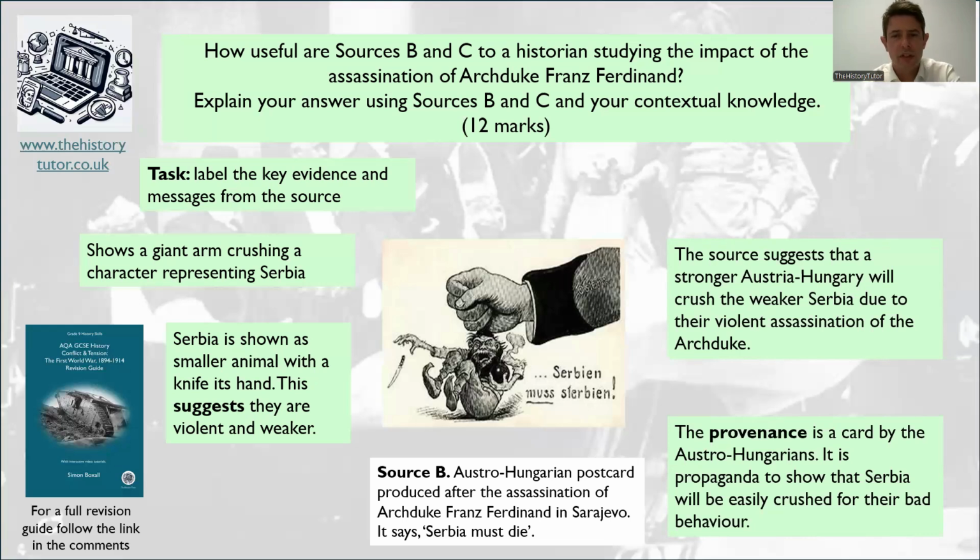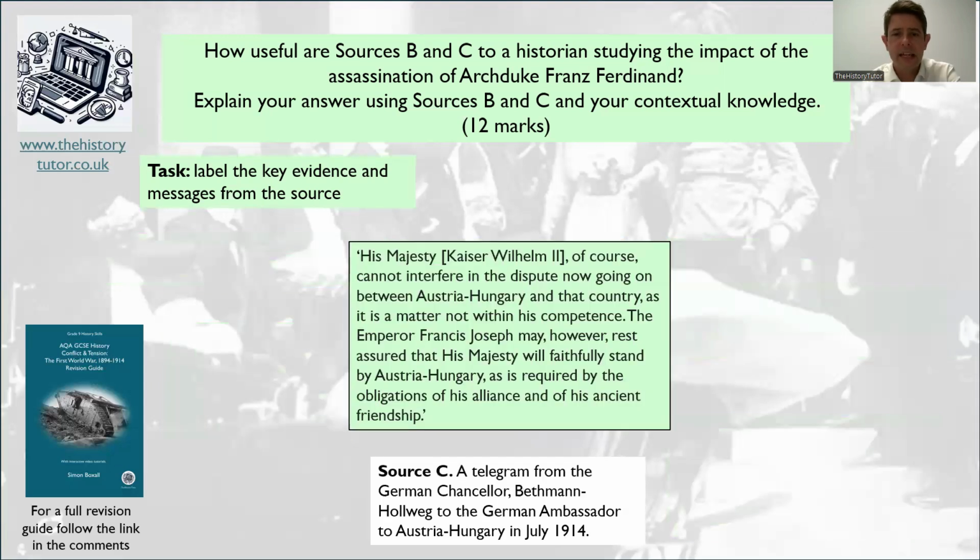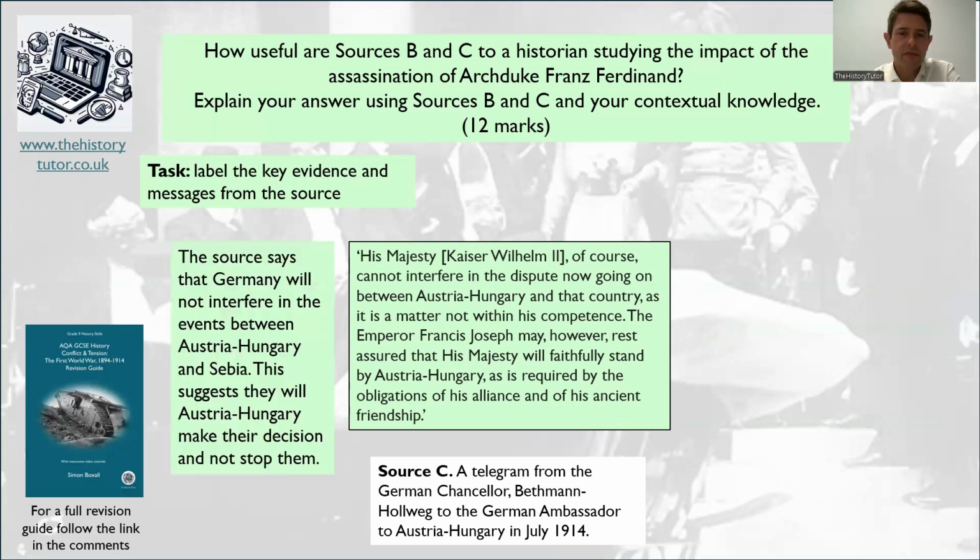So maybe there's a purpose here of trying to gather support for crushing the sort of naughty Serbians who have caused problems for Austria. So what about this second source? Hopefully you've labelled some ideas about this one. If not, then pause and have a go. So this second source then, a slightly different viewpoint.